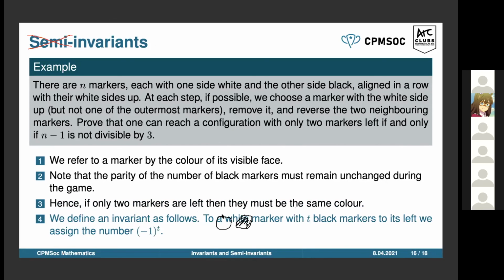We can remove this white marker, flip these two, sorry, I lost my way a little bit with this proof. But we can go on, we can define an invariant here. And so we'll give each white marker an invariant, which is just -1 if the number of black markers to the left is odd, and +1 if the number of black markers to the left is even.